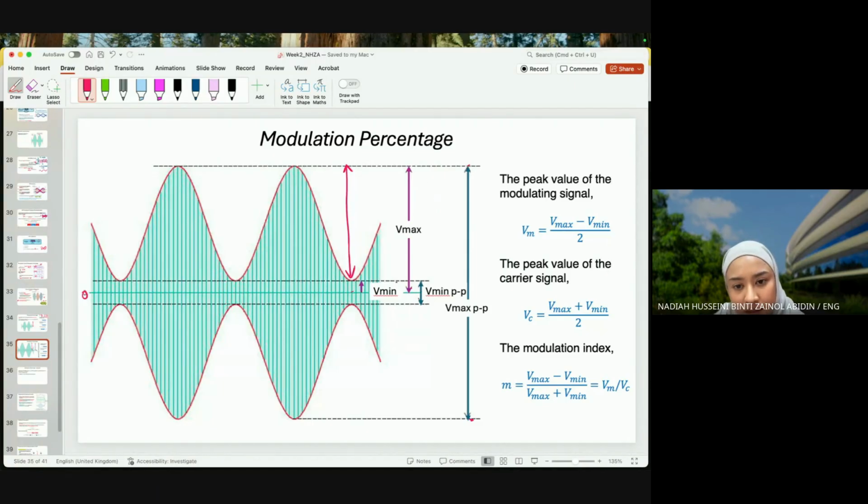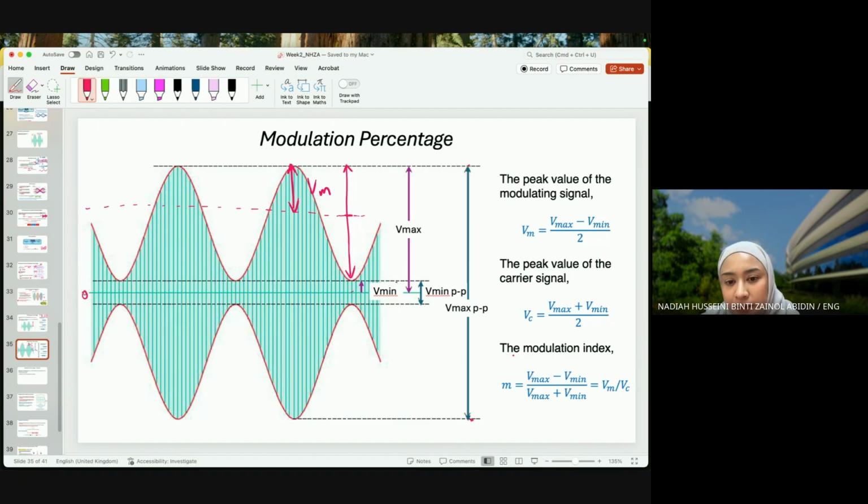Okay, you have Vmax minus Vmin. When Vmax minus Vmin, you're left with this reddish pink side. And then they ask you to divide by 2. So what you're going to get is the voltage peak for the modulating signal, which is Vm. Okay? Was that okay? So Vm is Vmax minus Vmin divided by 2. If you get a picture like this, you should be able to find it out.